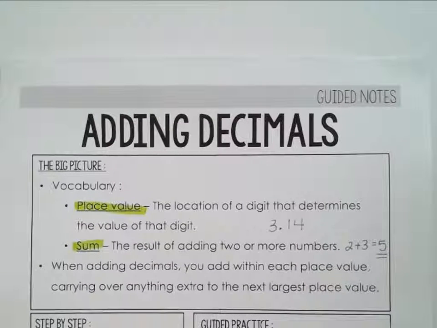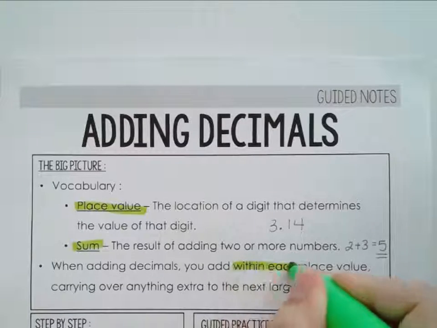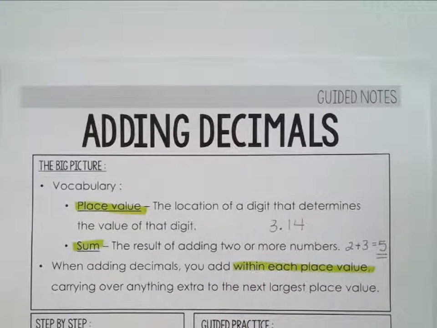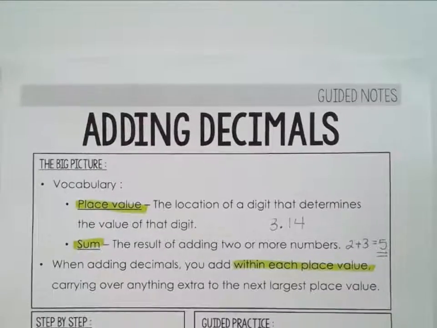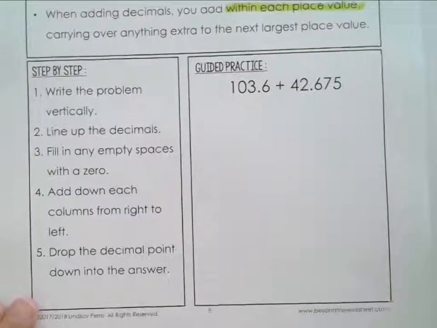Now the big picture with adding decimals is that you add within each place value and you carry over anything extra to the next largest place value. You add in the same way as you would add multi-digit numbers. So let's break this down step by step.